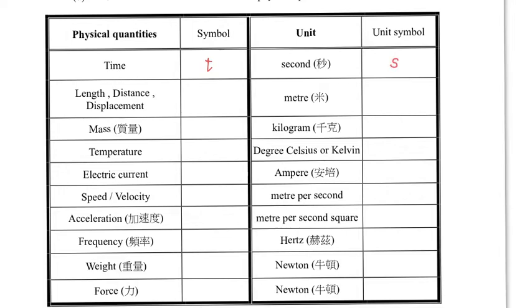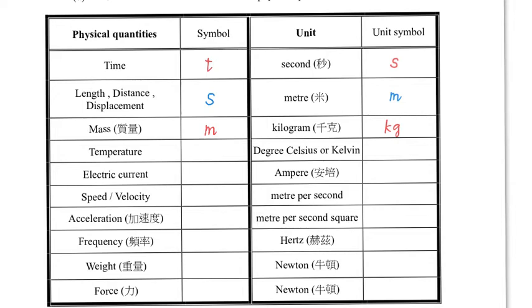For length, distance, and displacement, the symbol used to represent the physical quantity is s, and the unit should be m, meter. For the physical quantity of mass, we will use m to describe the mass, and its corresponding unit is kilogram.